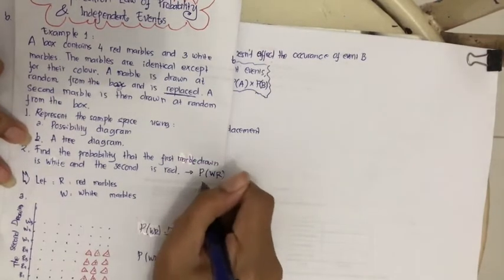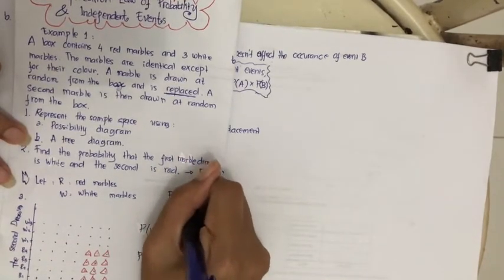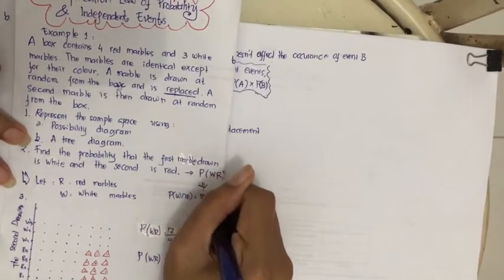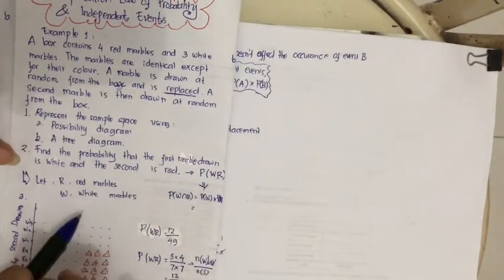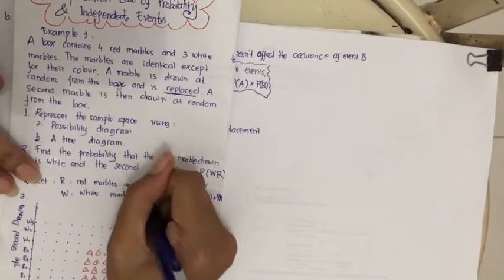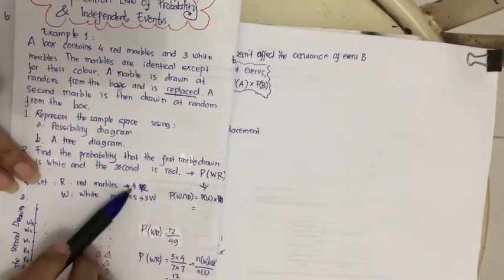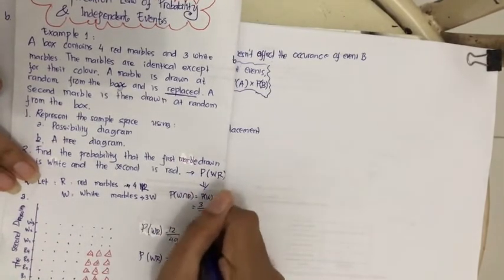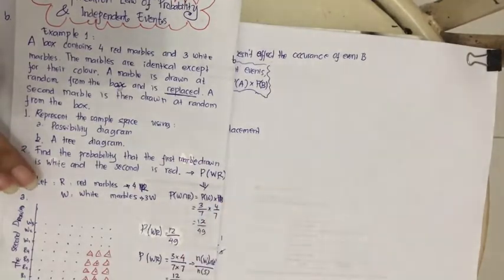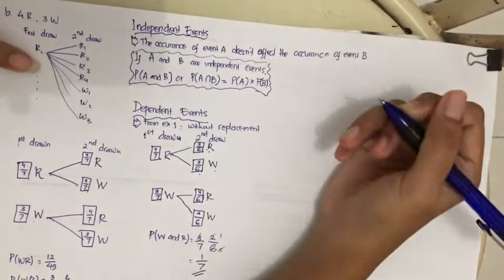Without drawing the tree diagram, we know that P(WR) equals P(W ∩ R) equals P(W) times P(R). We have 4 red marbles and 3 white marbles. It means P(W) is 3 over the total 7, times 4 over 7. It is 12 over 49. So that's it.